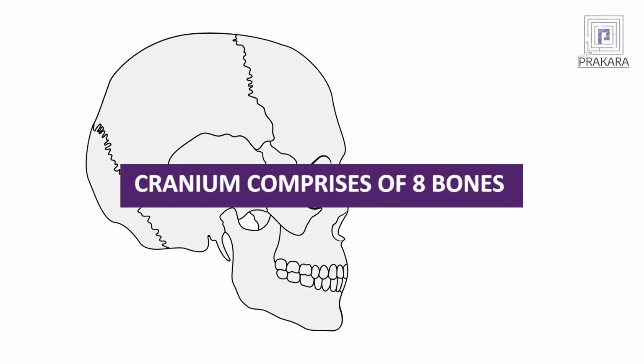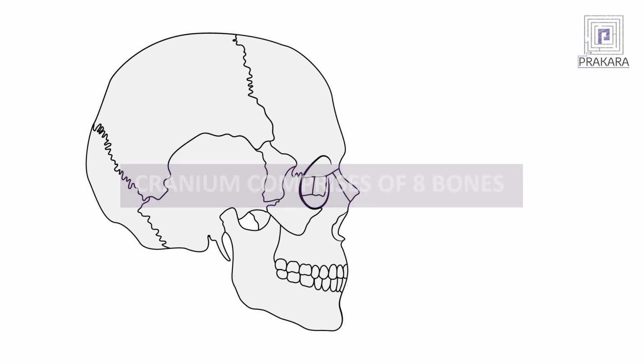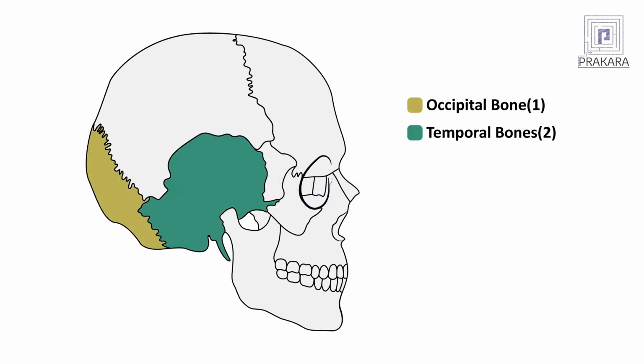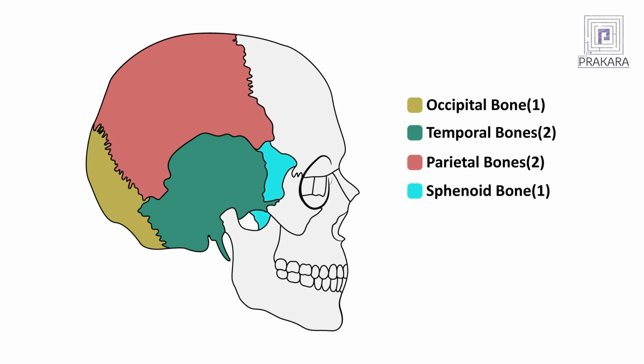The cranium comprises 8 bones. These are the occipital bone, the 2 temporal bones, 2 parietal bones, 1 sphenoid bone, 1 ethmoid bone, and the frontal bone.